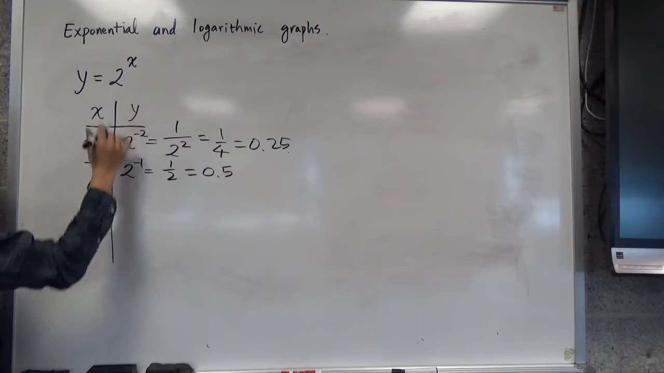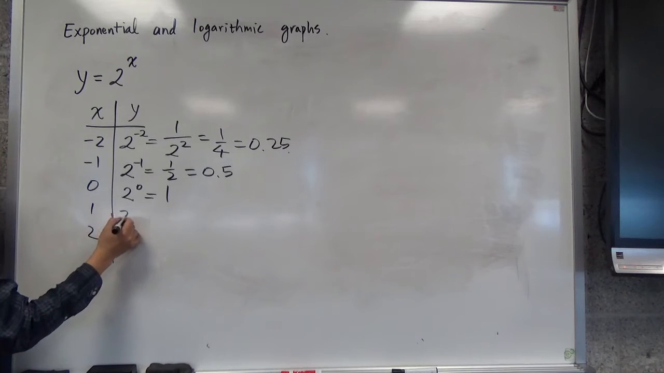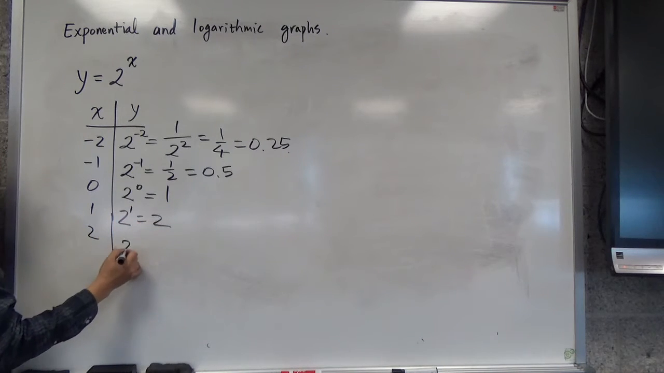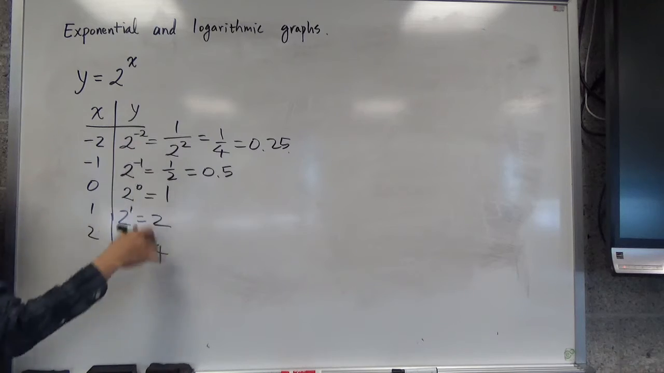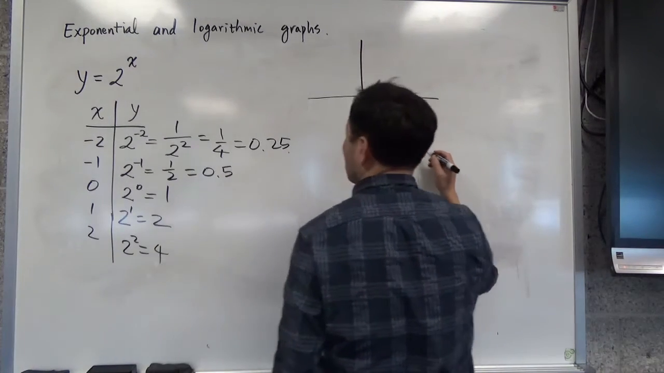When you plug in 0, you get 2 to the 0th power. Anything to the 0th power is 1. Then you get 2 to the first power, which is 2. 2 squared equals 4. So these are the values. You plot them on the xy plane, and that's how you get the graph.